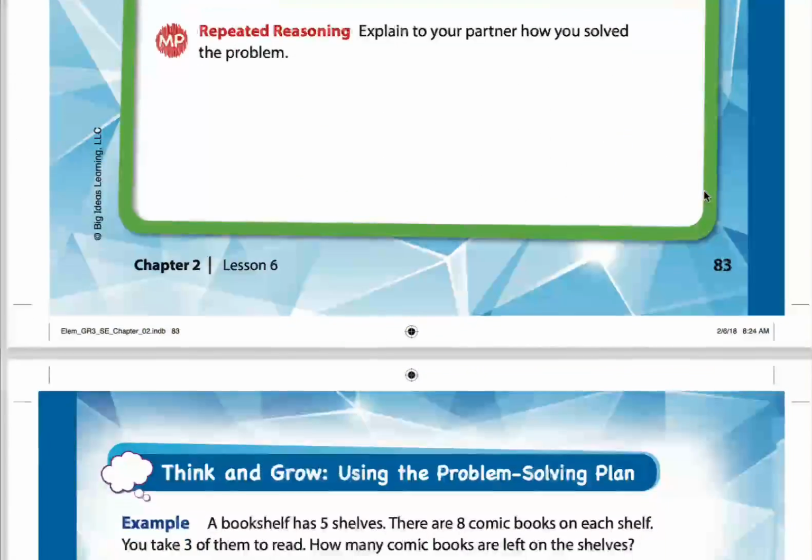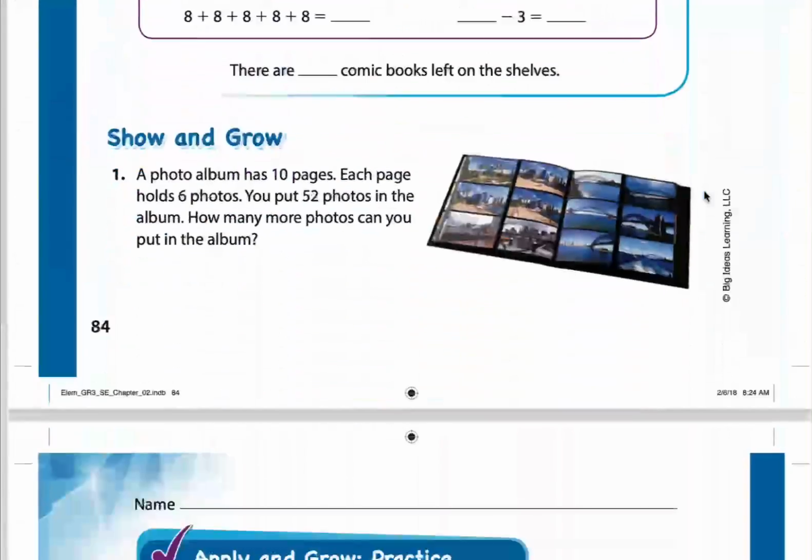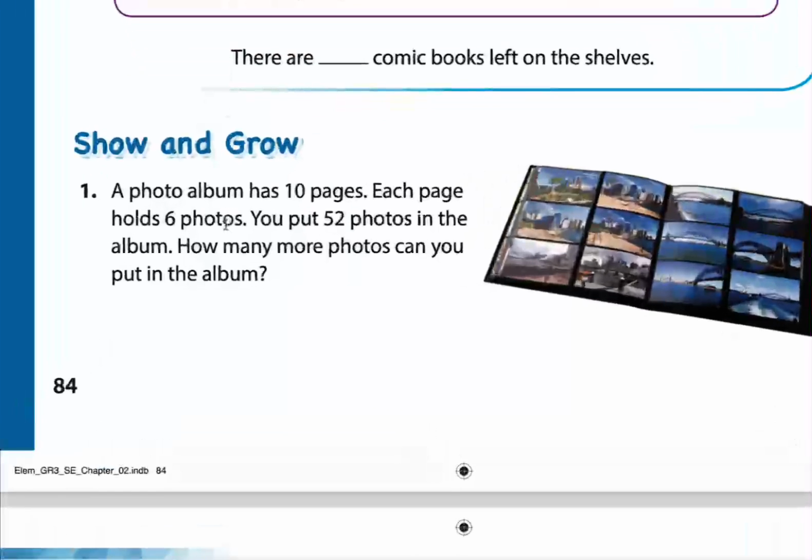What we're going to do today, we will solve questions like this one. A photo album has 10 pages. Each page holds 6 photos. You put 52 photos in the album. How many more photos can you put in the album?